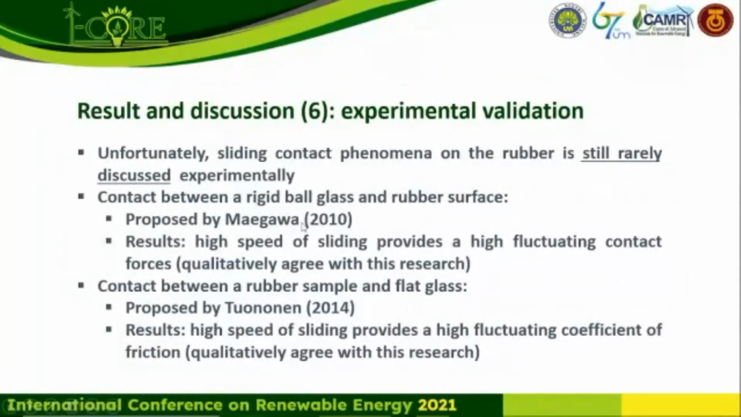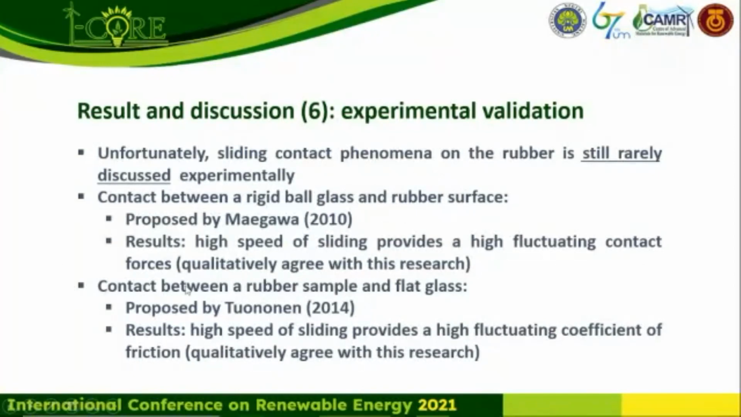So the experimental validation is a very small case. Unfortunately, sliding contact phenomena on rubber is still rarely discussed experimentally. But we propose two cases. Number one, contact between a rigid polished glass and rubber surface, proposed by Maekawa. The results show that high sliding speed provides high fluctuating contact force, qualitatively agreeing with my research.